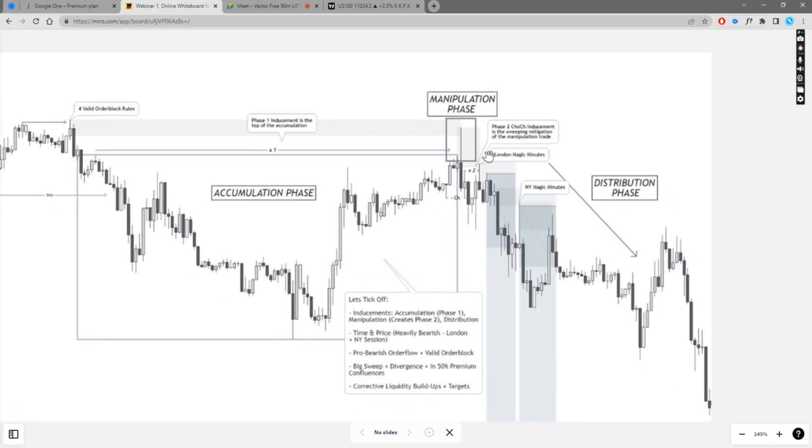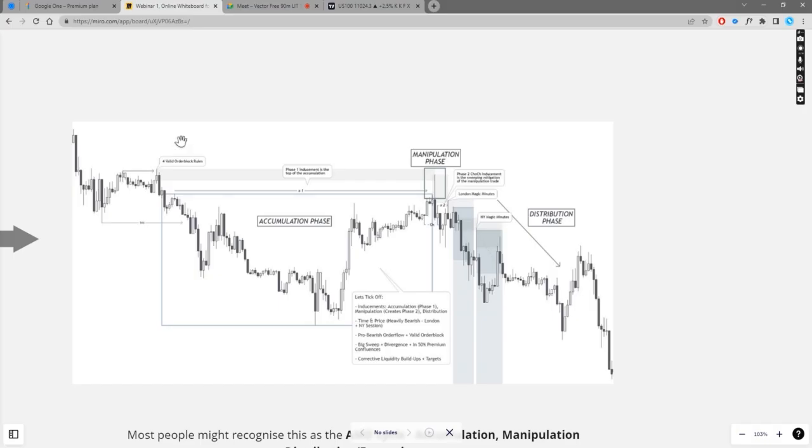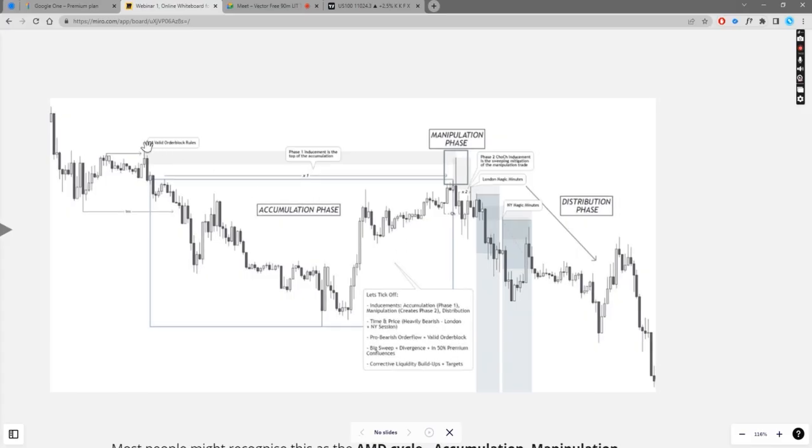And then essentially before you're looking to take your trade, you got to tick off some things. So we got our AMD cycle here. We're following time and price because we're in London at this point. We got pro-bearish order flow, so our momentum is downwards, so we want to respect our momentum in that case. We have our valid order block as well. This has 3 rules, not 4, apologies.